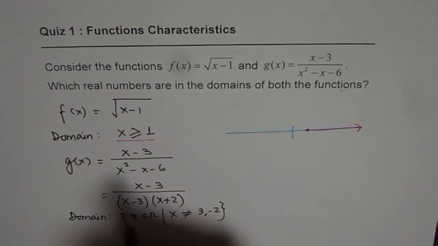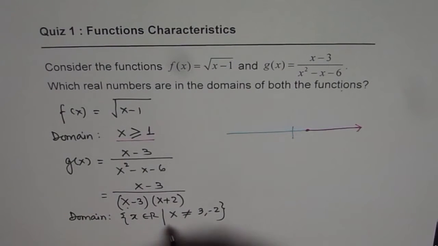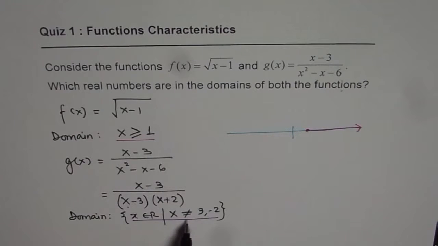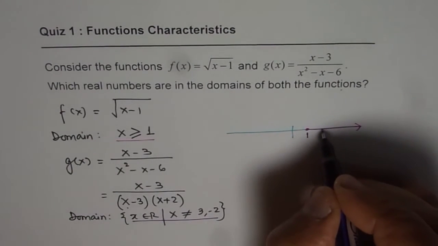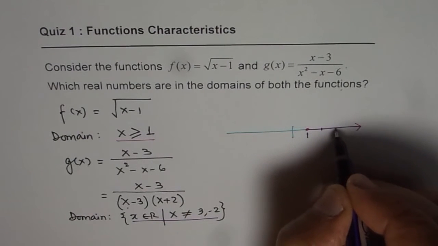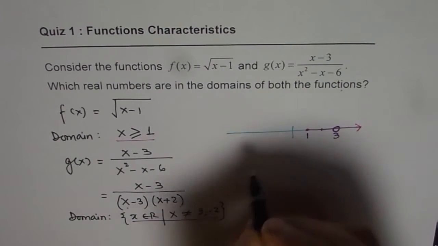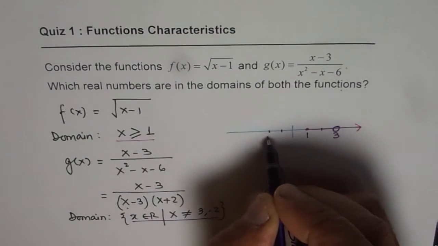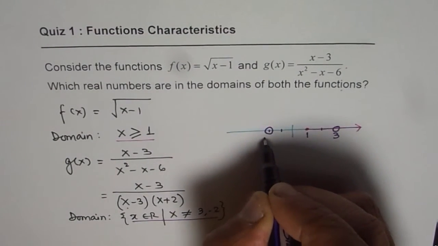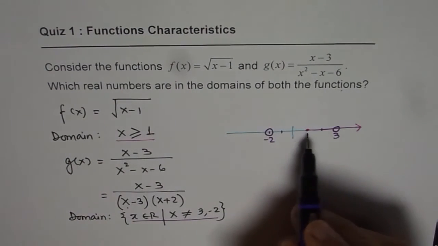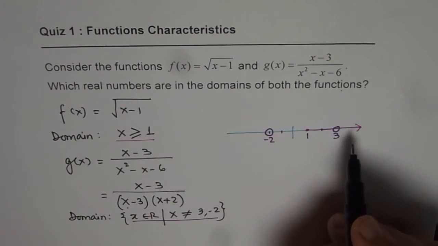Now that is for square root of x minus 1, and for g of x the domain is all real numbers but not equal to 3. So if this is 1, then 1, 2, 3, so not equal to 3, and not equal to minus 2, so there is a hole here at minus 2, but the rest is all included, right? Now from here you can clearly see what the common domain is, right?